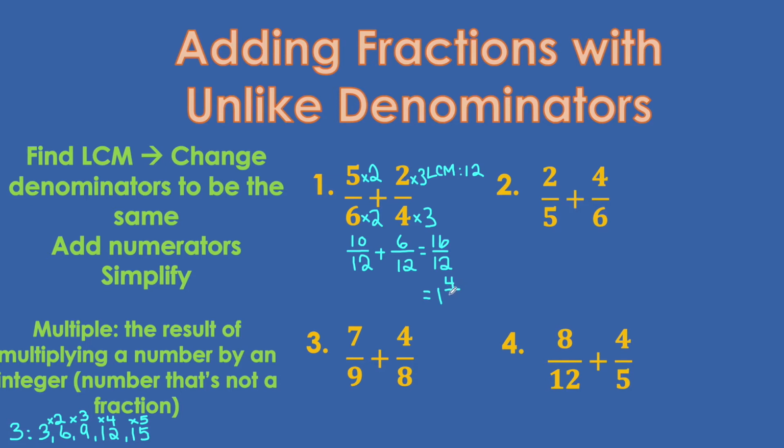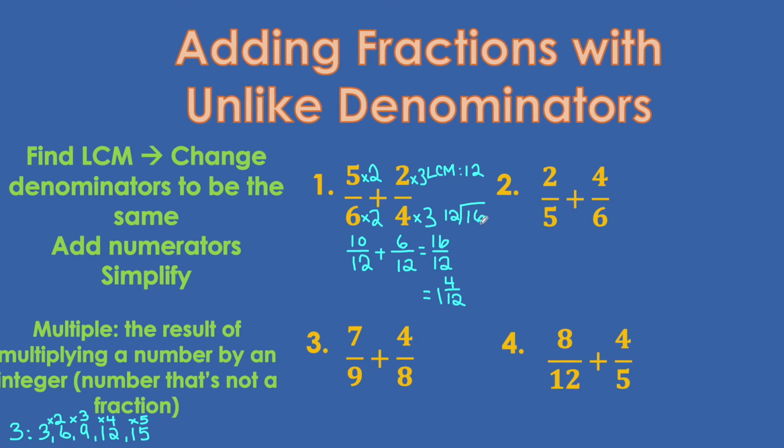And the denominator stays the same. So if you have trouble, you can do a little long division problem here. We can set it up. So on the inside, we have the dividend, which is going to be this numerator here. So you have 16. On the outside, we have the divisor, which is the denominator, which is 12.